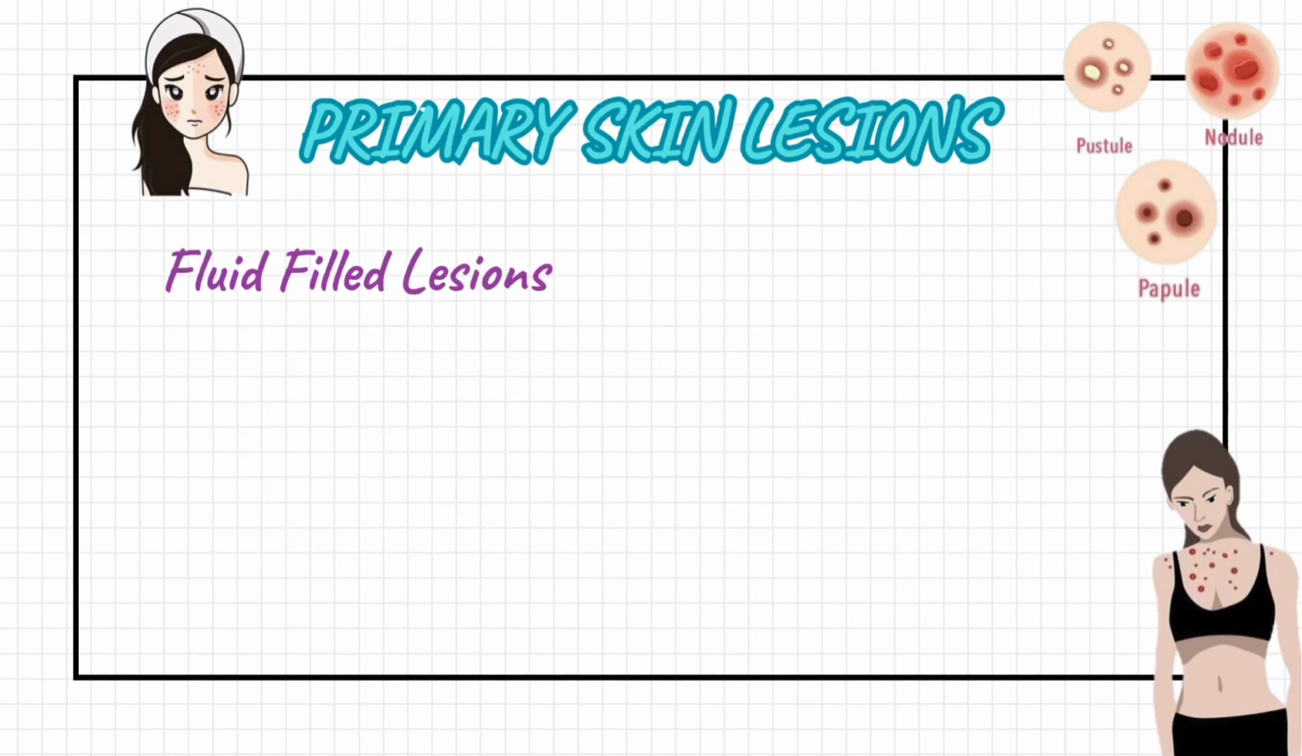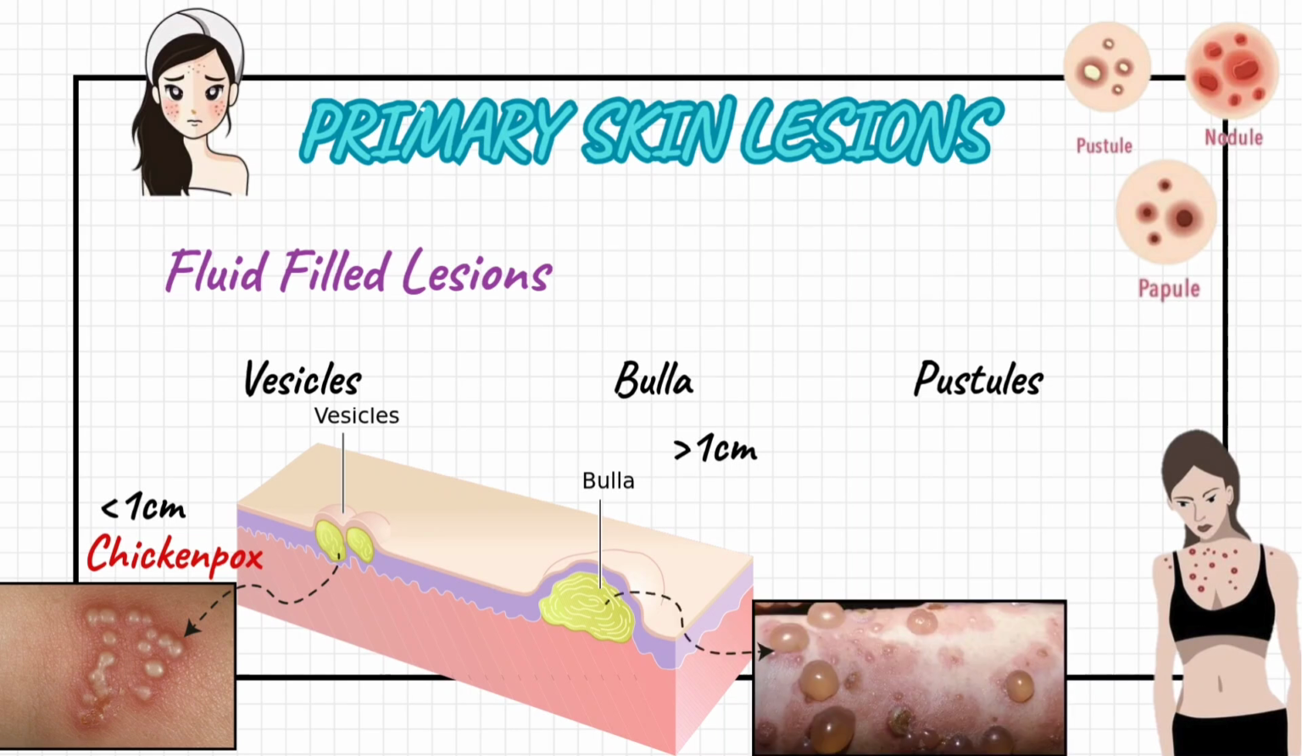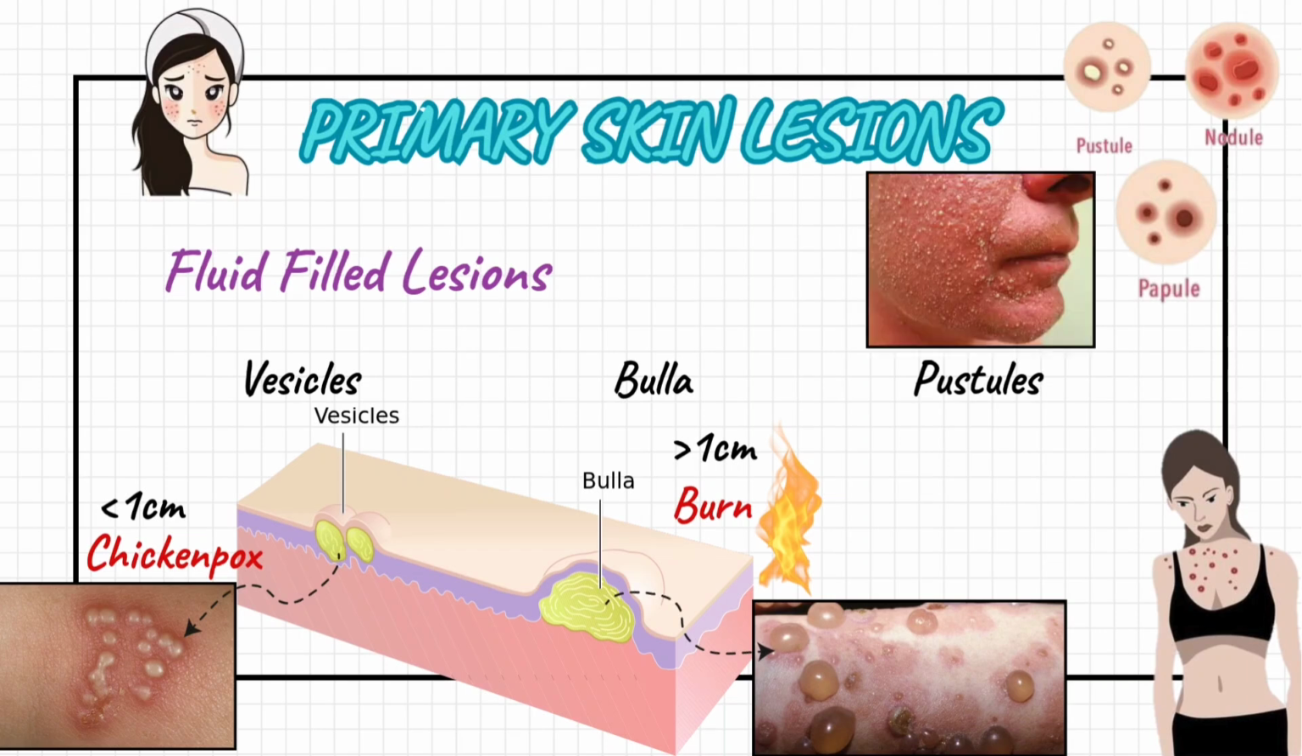Finally, fluid-filled lesions, vesicle, bulla, and pustule. A vesicle is a small, fluid-filled lesion, less than 1 centimeter. Think of the blisters from chickenpox. When that fluid-filled lesion is larger than 1 centimeter, we call it a bulla. A blister from a burn is a classic example. And when the fluid inside is not clear, but filled with pus, we have a pustule. Examples include acne or pustular psoriasis.